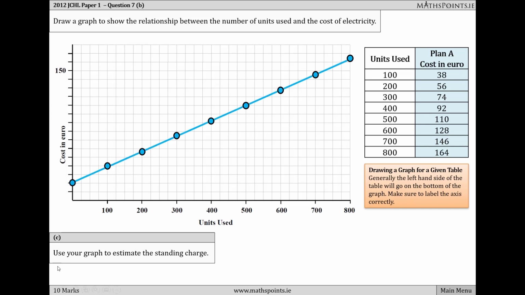So the C part of the question says to use the graph to estimate the standing charge. So the standing charge is the charge even if no electricity is used. And we can see on the graph by extending the line back into where it cuts the y-axis, we can see that the cost is 20 euros at 0 units of electricity used. And so the standing charge is 20 euros.